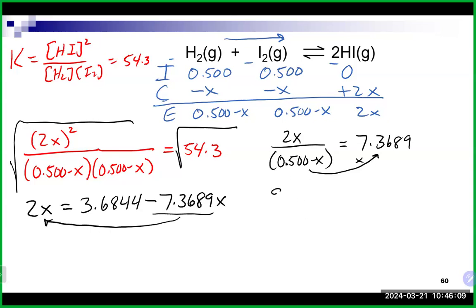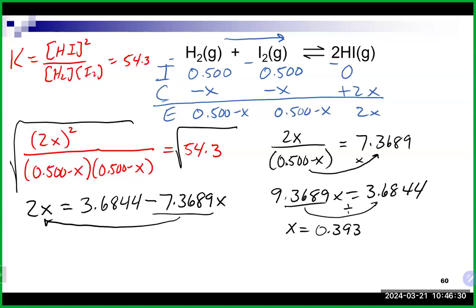We're going to take this guy and add it to the other side. That's going to give us 9.3689x is equal to 3.6844. Do a little dividing back this way, right? That will get us 3.6844 divided by 9.3689, which is going to give us an x value here, in this case, of 0.393. Questions on that? Now, if you did the quadratic, you should ideally, with rounding, end up pretty much in the same spots. So you can always do the quadratic if you like.